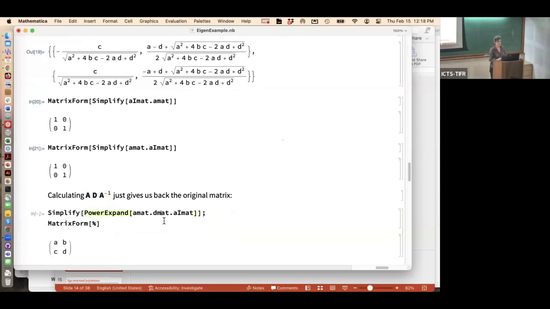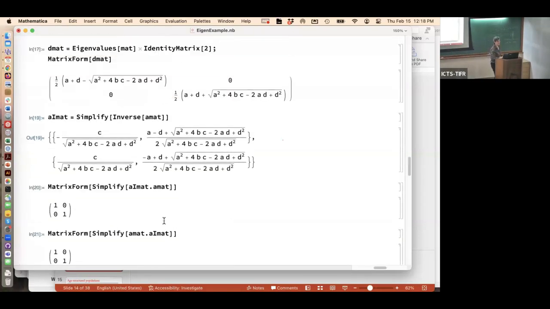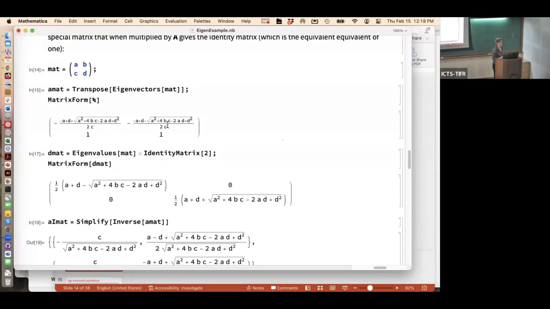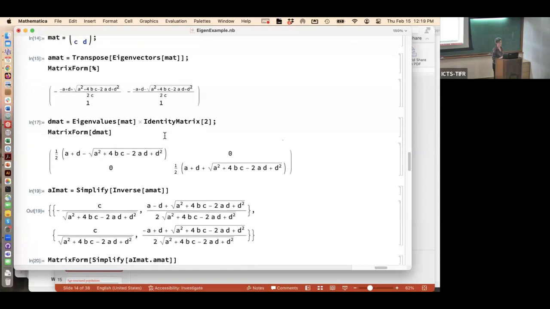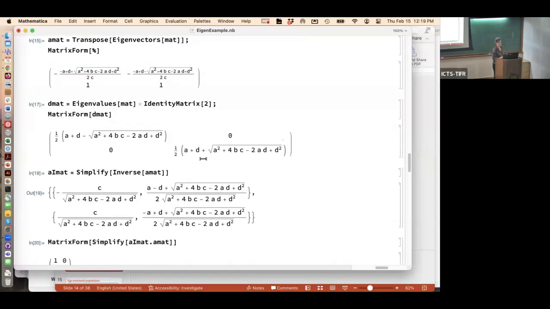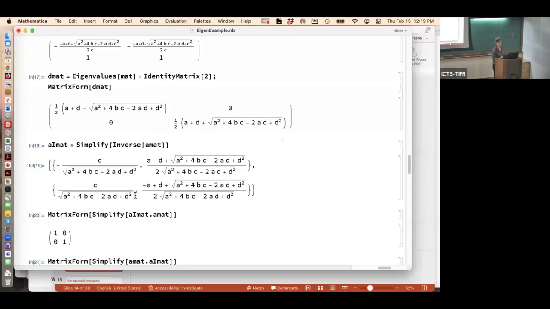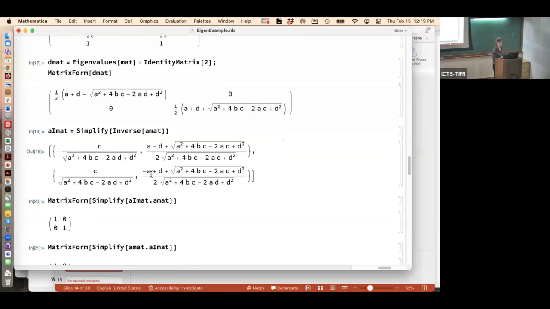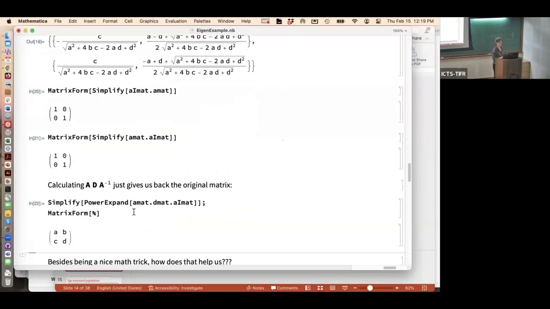So let's go ahead and ask Mathematica. Remember, I defined a mat up above. It was pretty complicated. It was these eigenvectors for this matrix. I defined D as this matrix, pretty complicated. I had it find the inverse matrix, pretty complicated. But I multiply all three of those together, back I get A, B, C, D. Nice party trick.